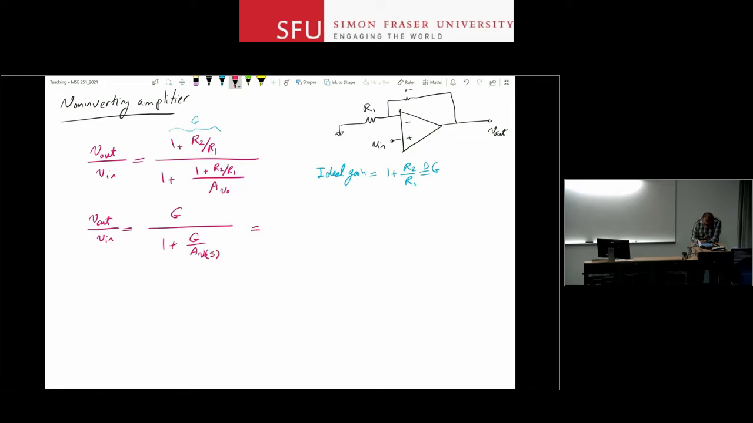The rest of the calculation doesn't change. The resistors, all those things are frequency-independent. So I will have G over AV of s, where AV of s is AV naught divided by 1 plus s over omega B. Okay?